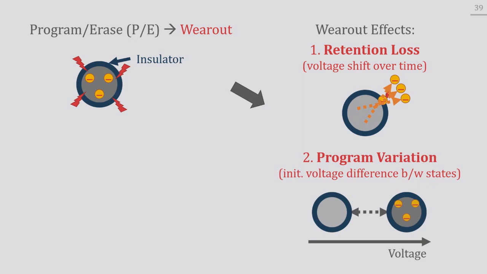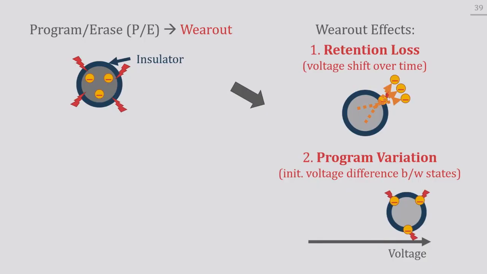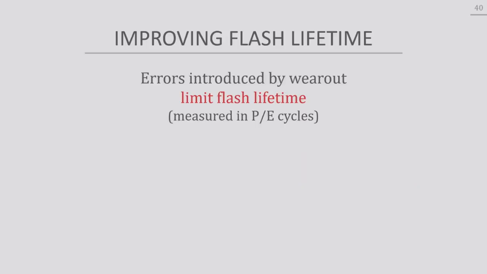So program variation is the initial voltage difference between the lowest and highest voltage states. So essentially the threshold voltage range. As the insulator becomes damaged and more charge gets trapped within the insulator, it increases the threshold voltage of the lowest voltage state. And this makes it harder to distinguish between neighboring states. So as a result of both of these effects, wear out introduces more and more errors into the flash device. And these errors will limit the flash memory lifetime.